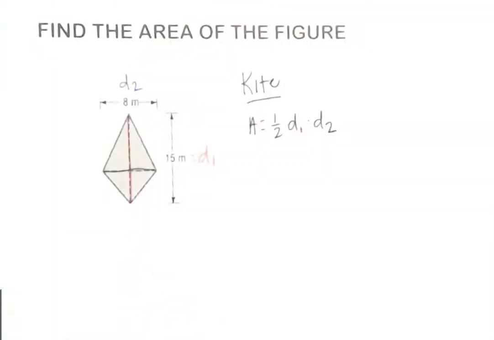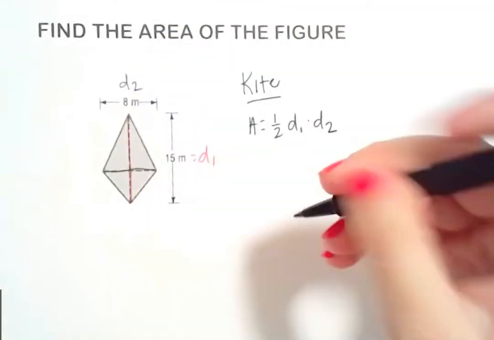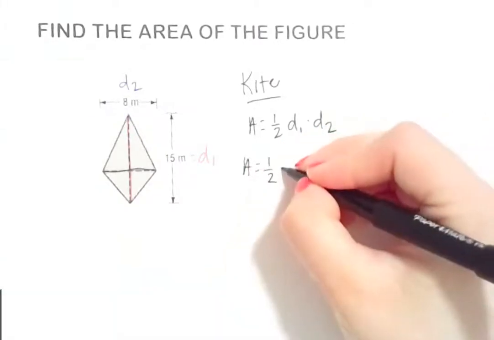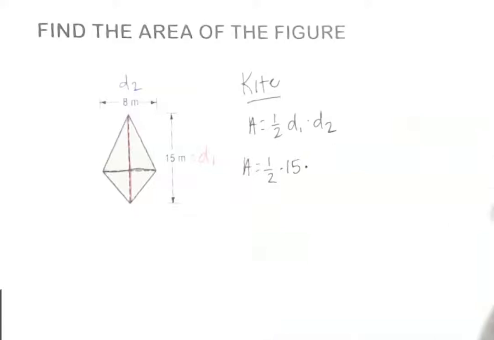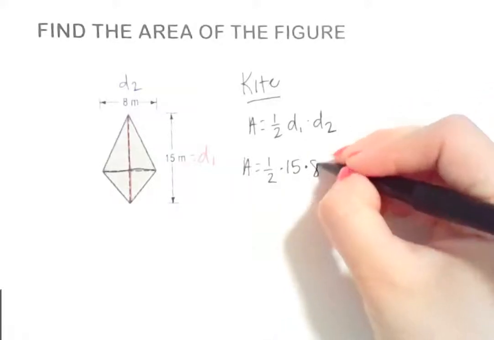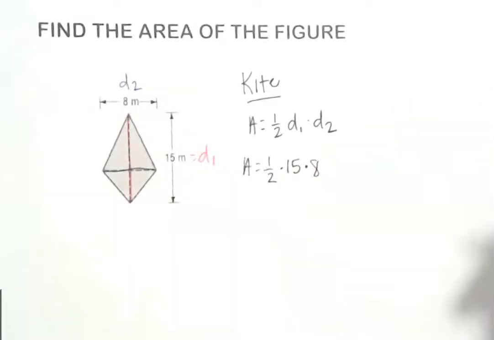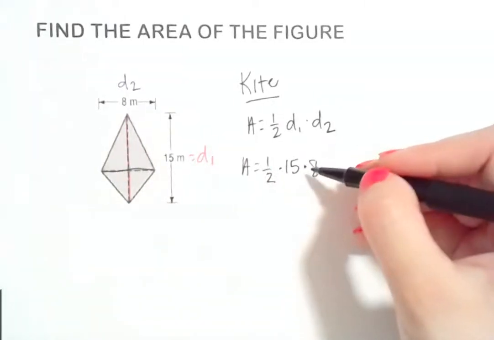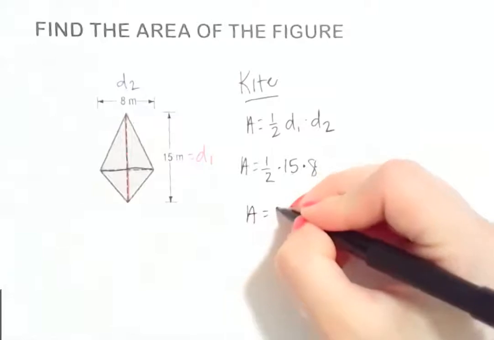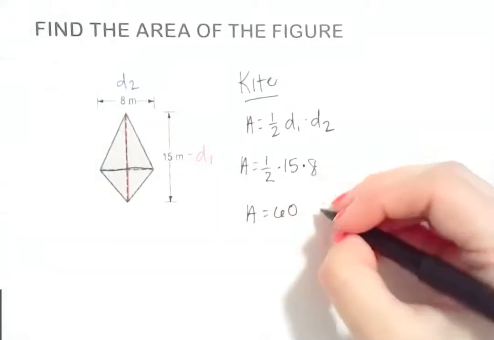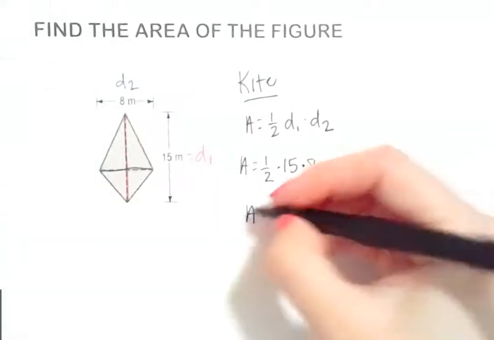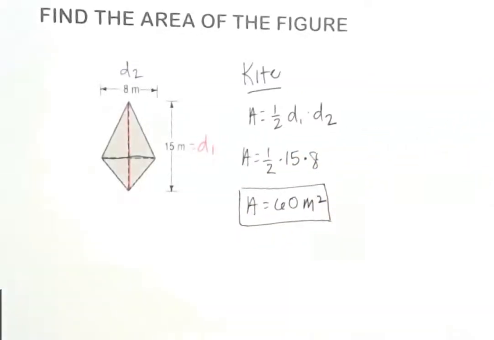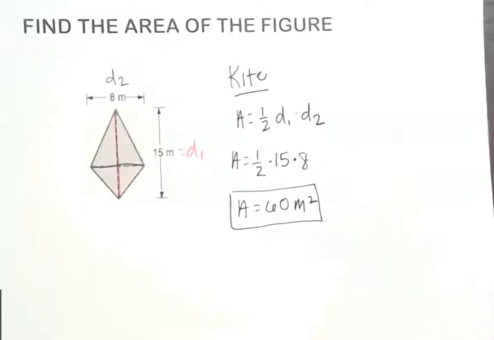And now this one's pretty straightforward. We're just going to plug in. So our d1 is 15. Our d2 is 8. Crunching that out, I can do half of 8 is 4. 4 times 15 is 60. Or you can just type it all in your calculator. You do you, right? There we go. Beautiful. We are rocking.